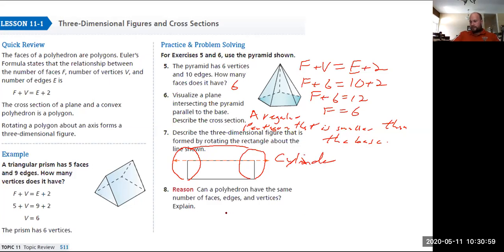Number 8, can a polyhedron have the same number of faces, edges, and vertices? That'd be impossible because we have this formula: faces plus vertices equals edges plus 2. And this has to work anytime that we have any type of polyhedron. So we could never have the same number of faces, vertices, and edges. It would never work. You could have the same number of faces and vertices, but then the edges would always be different.